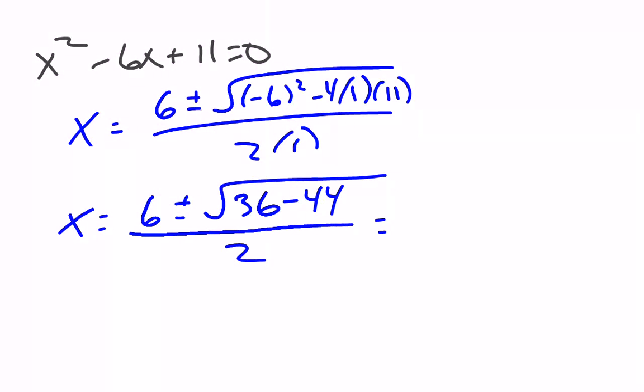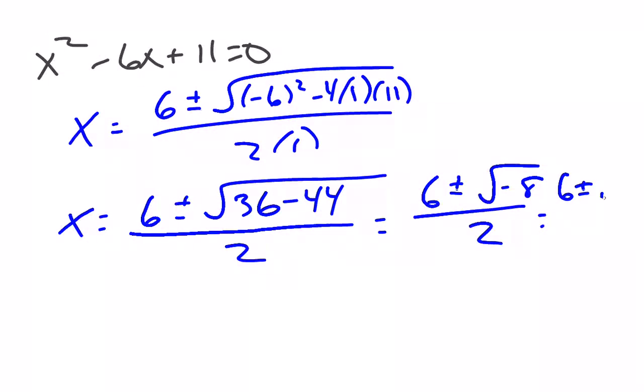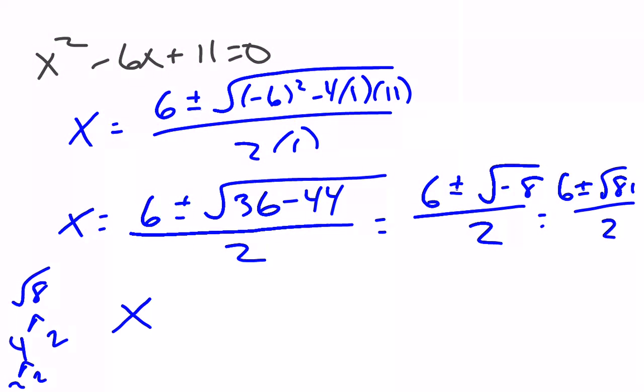over 2. So this will give me 6 plus or minus the square root of negative 8 over 2, which is 6 plus or minus the square root of 8i over 2. And now I need to simplify the square root of 8. 8 is 4 times 2, which is 2 times 2. So this would give me x equals 6 plus or minus 2 square root of 2i over 2.